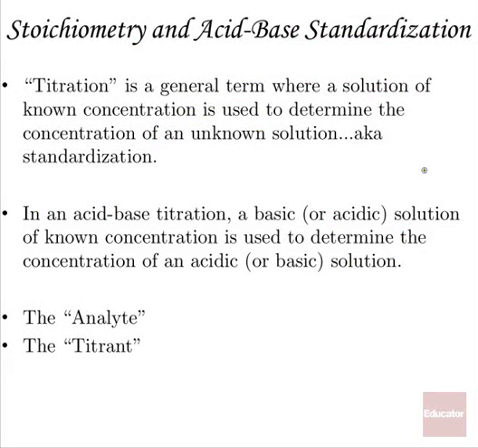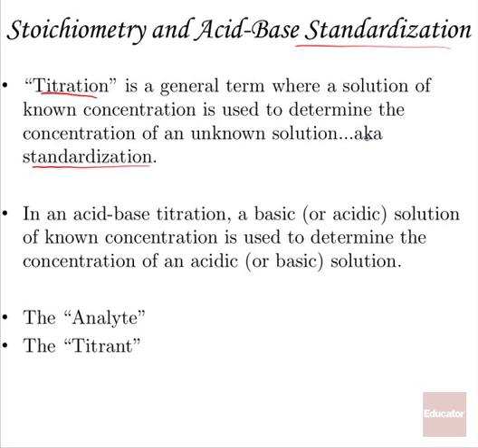The next specific application of stoichiometry pertains also to acid-base chemistry. This is what we call the concept of standardization. Standardization is basically determining the concentration of an unknown. To do this, we use the process known as titration. Titration is a general term where a solution of known concentration is used to determine the concentration of an unknown solution. In other words, we're going to standardize the unknown. We're going to find out its exact concentration.